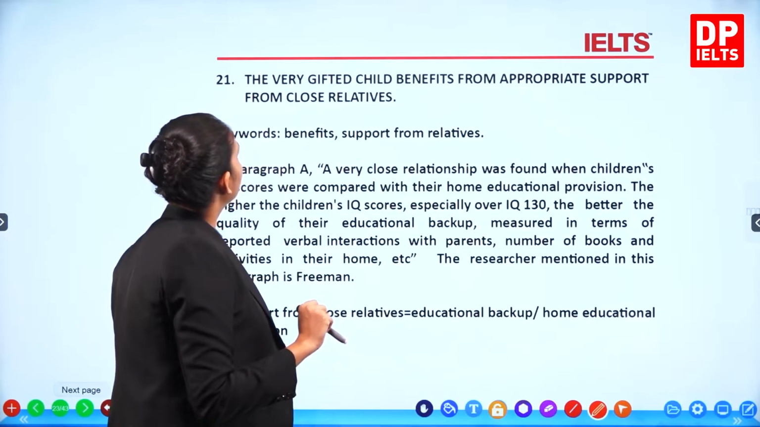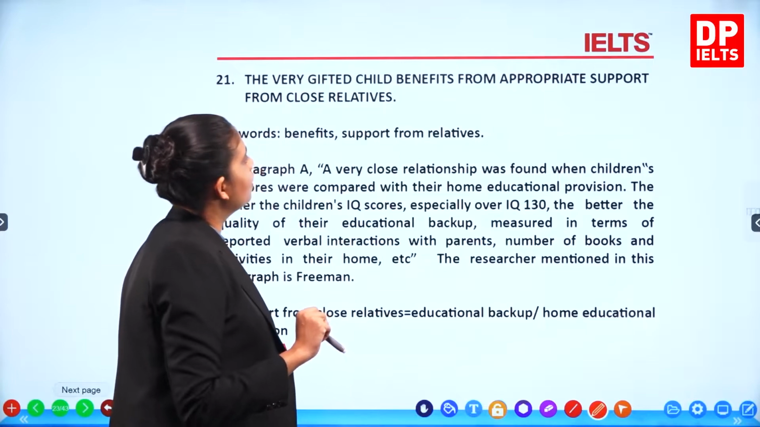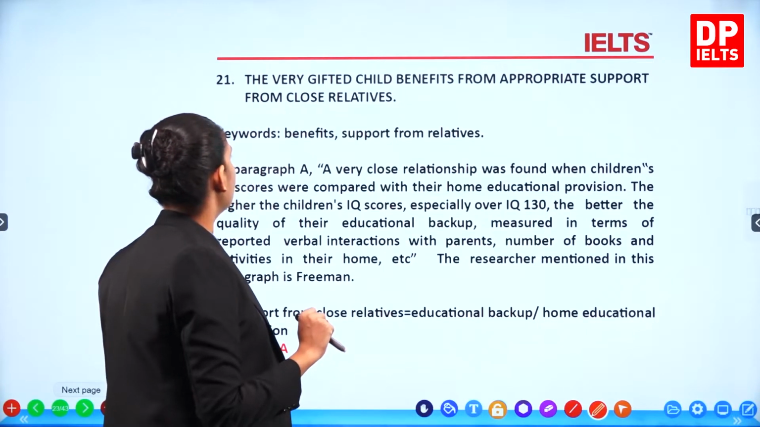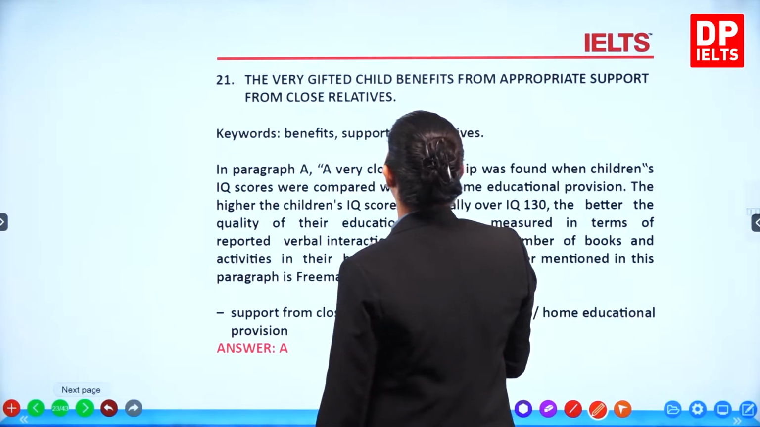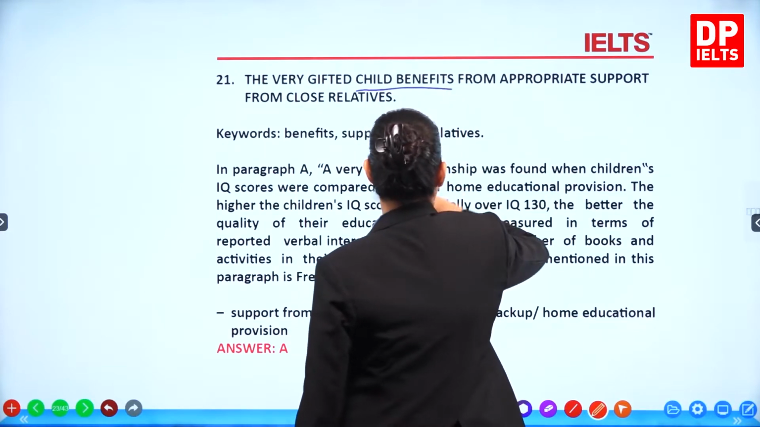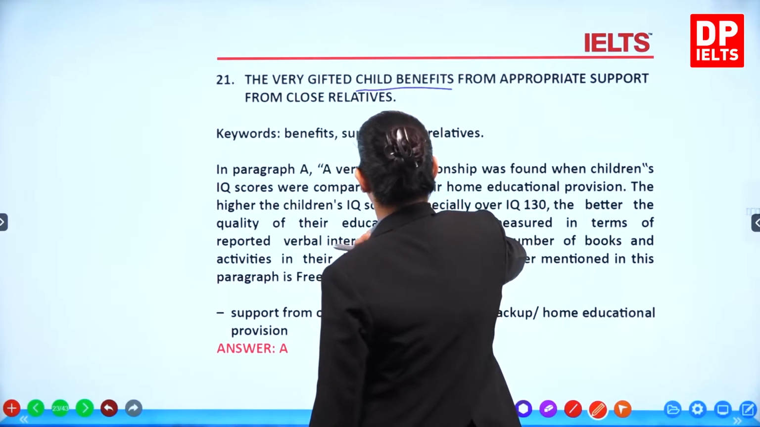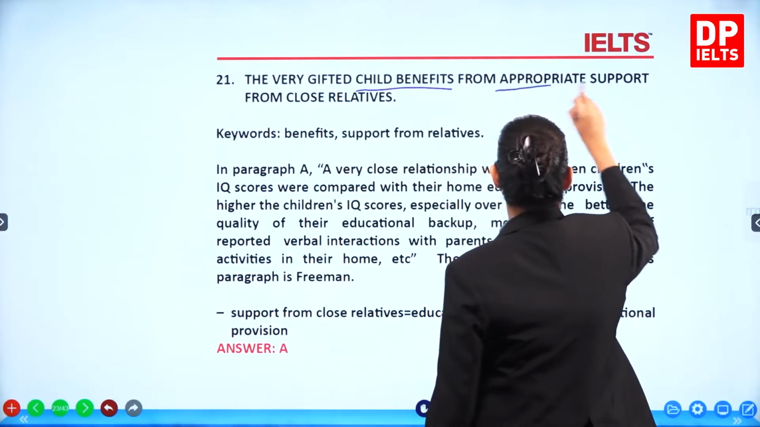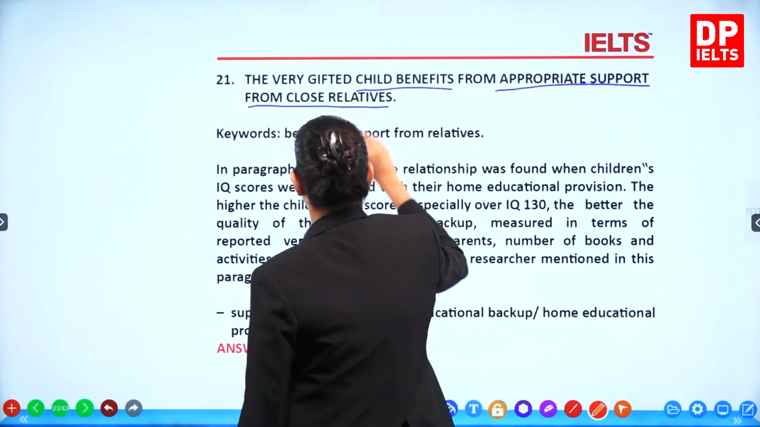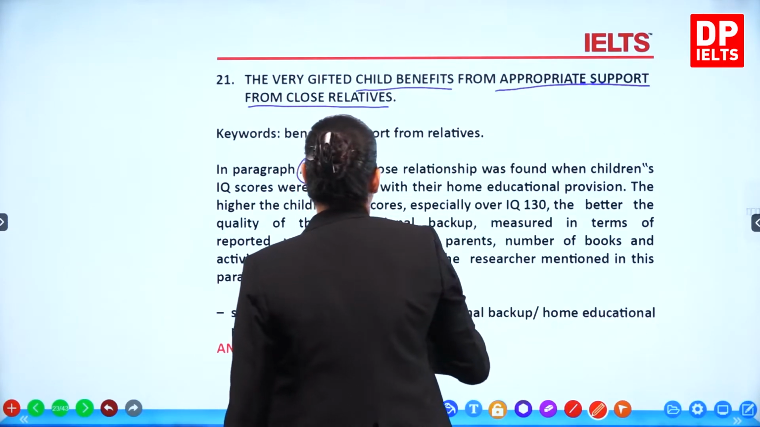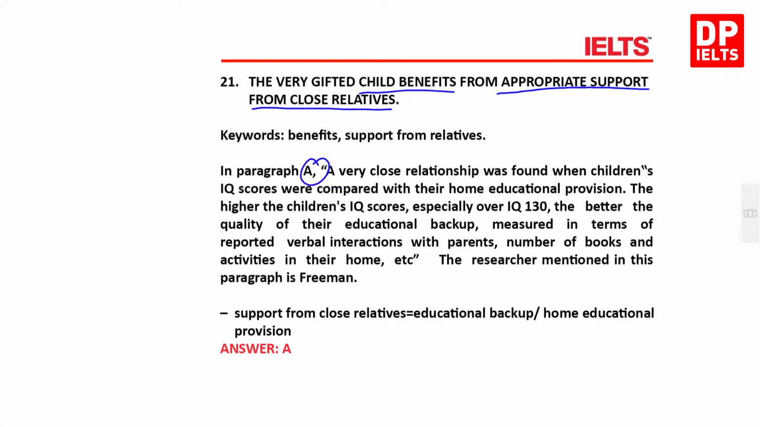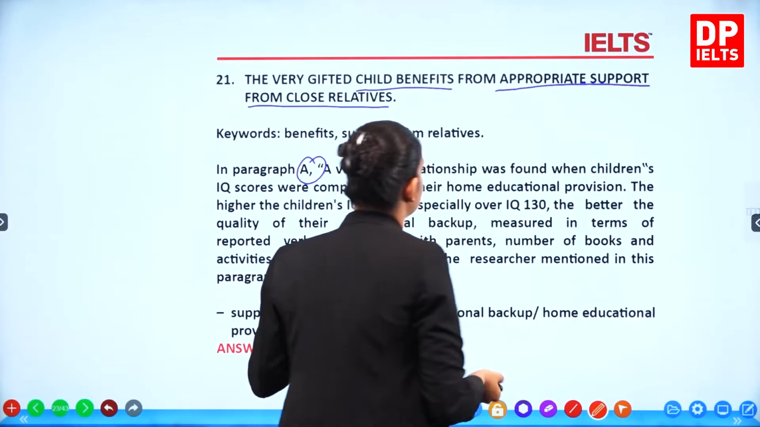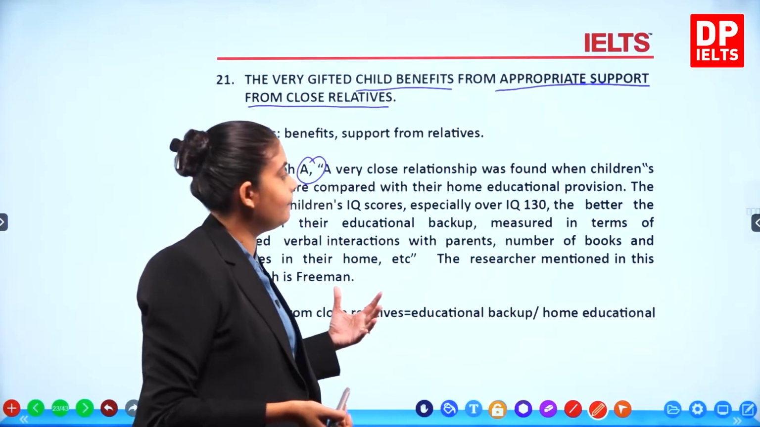21. The very gifted child benefits from appropriate support from close relatives, right? From appropriate support from close relatives. Para A: A very close relationship was found when children's IQ scores were compared with their home educational provision. Okay, so you can see a clear link between the question and the para.